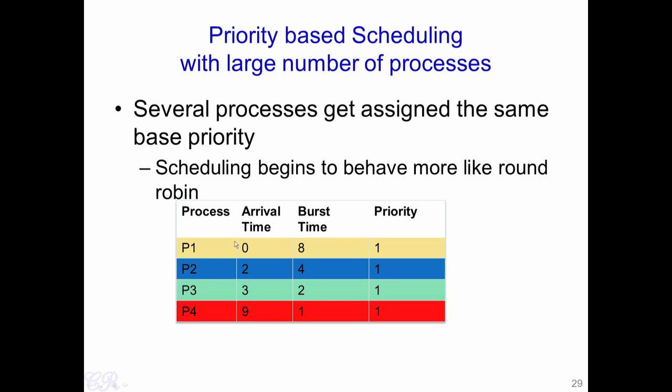So, this is depicted in this particular figure, where we have 4 processes arriving at different times and having different burst times, but all of them have the same priority. In such a case, the scheduling would begin to behave like a non-priority based scheduling algorithm. For instance, it would begin to behave like a round robin scheduling algorithm.